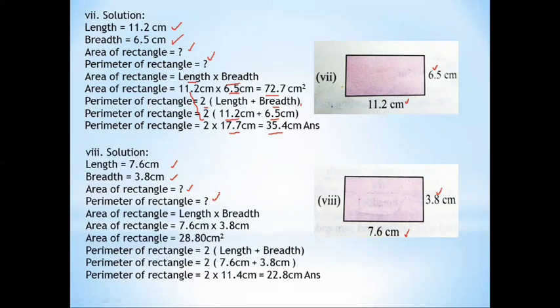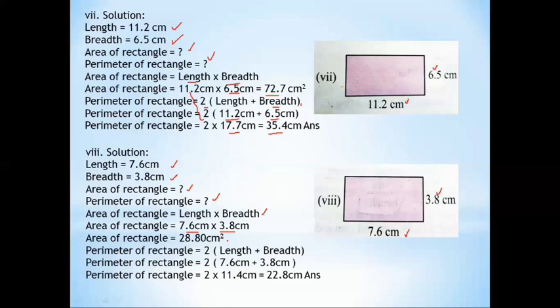Now first of all we will find the area of rectangle, that is equal to length multiplied by breadth. This is the formula that we will use. So here length is equal to 7.6 centimeter, breadth is equal to 3.8 centimeter. Dear students, its multiplication you can do on the rough page also. It is equal to 28.88 square centimeter. This is the area.